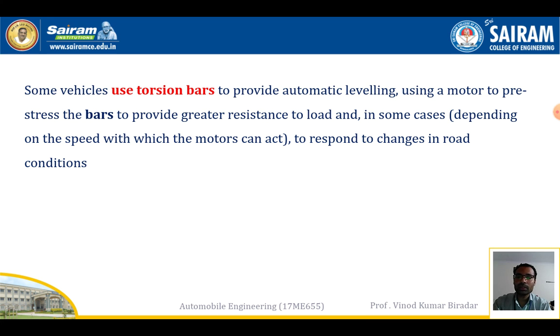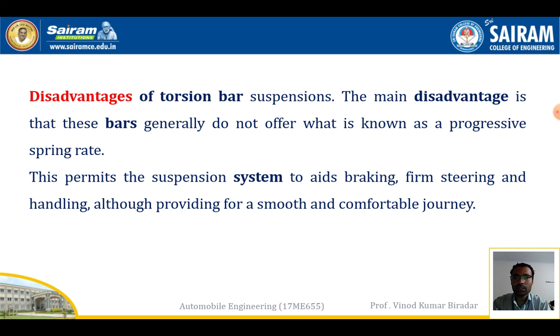And some vehicles use a torsion bar to provide automatic leveling using a motor, and to pre-stress the bar to provide greater resistance to load. In some cases, depending upon the speed at which the motors can act, it responds to changes in the road condition also. This is the main use of automatic leveling. So this is about the torsion bar.